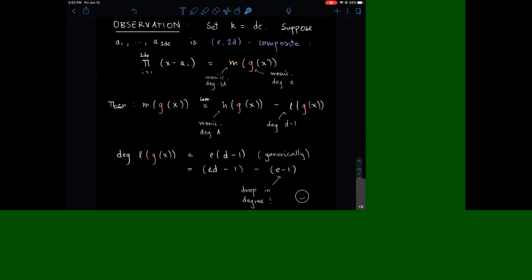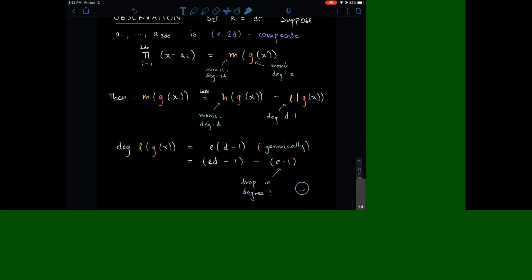suppose we can decompose our k as d times e, where the really non-trivial case is when e is at least 2. And suppose when we take some specialization of those indeterminates, we get something that's (e, 2d)-composite. What do I mean by that? I mean that when you form this polynomial, you can decompose it as m(g(x)), where the outer is degree 2d and the inner is degree e. So that's what it means to be (e, 2d)-composite. In other words, it decomposes as a degree 2d polynomial composed with a degree e polynomial.